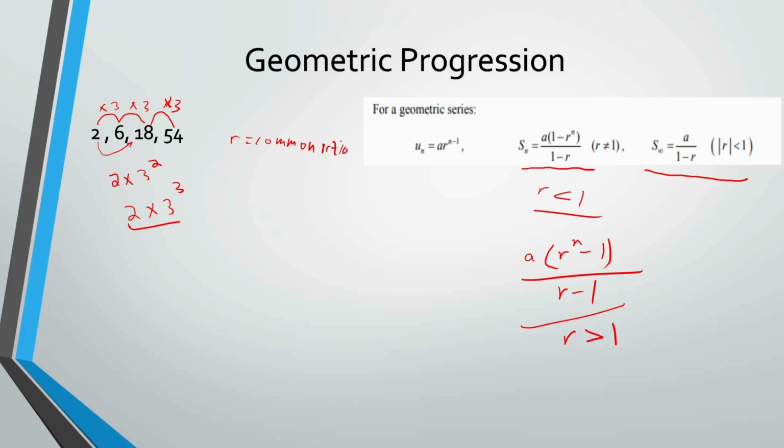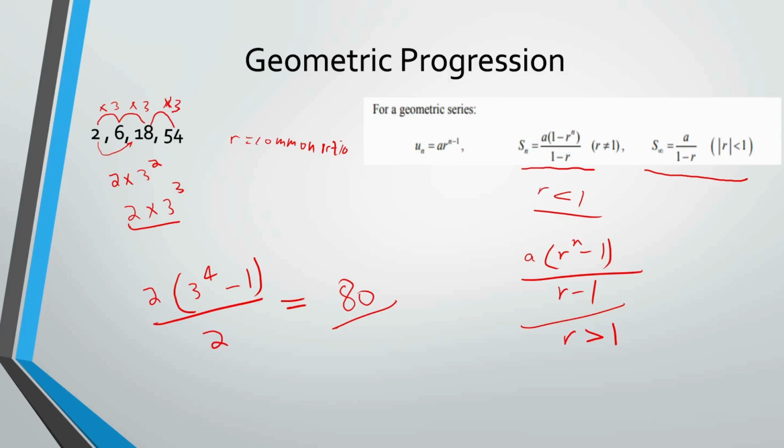Alright, now let's try and apply it. So our answer is going to be 2 times 3 raised to the power of 4 minus 1, over 3 minus 1, which is 2. Our answer comes out to be 80. You can also verify this by manually adding the values.